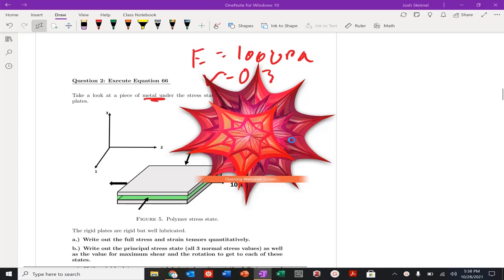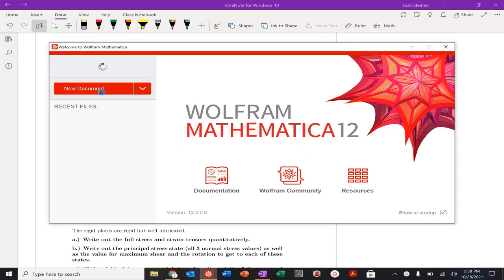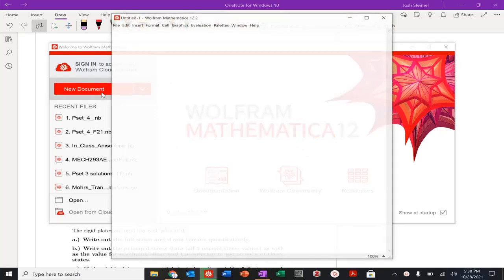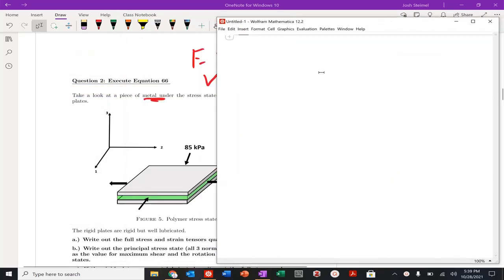So Mathematica is a fantastic tool to solve these systems of equations simultaneously. Highly recommend you to utilize it in your exam if you've been utilizing it in your problem set, and hopefully you've been doing that as well. So Y equals 100 times 10 to the 9, nu equals 0.3, excuse me. So got some of those values down in R.